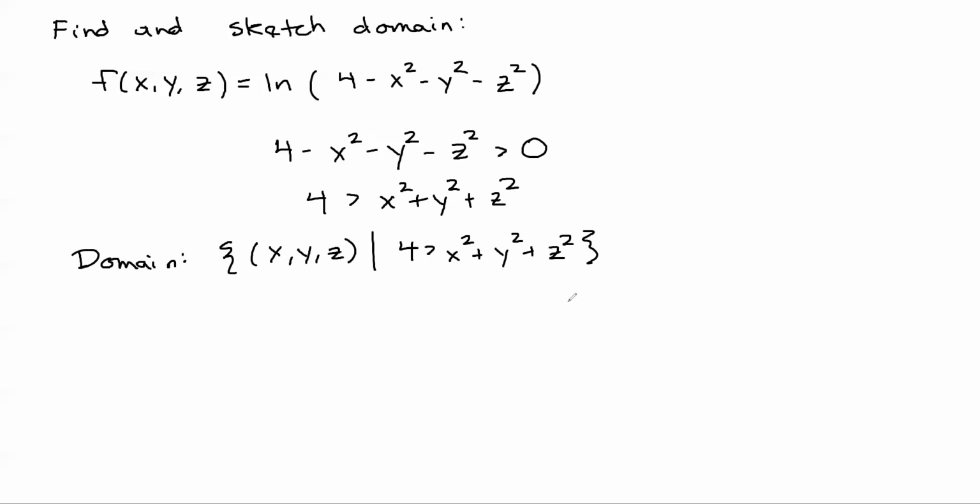And then as far as sketching, if you're sketching the domain, you're just sketching this inequality here, right? And so how do we go through and sketch inequalities? Well, you want to start off by graphing where they're equal to. And then once you've got graphed where they're equal to, you can then go through and use a test point to figure out which side to shade. All right, so let's just do that.